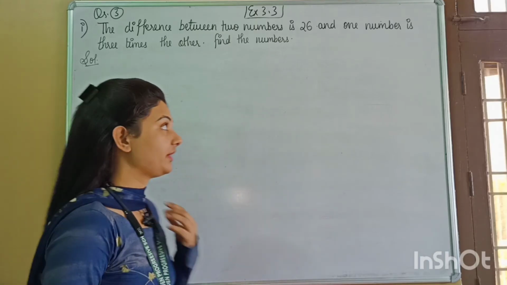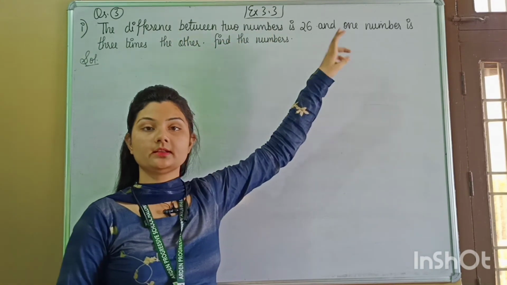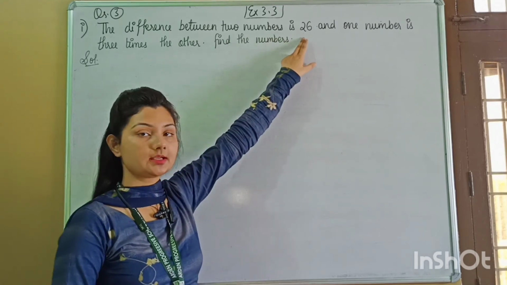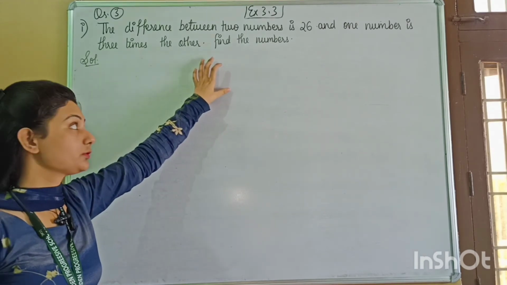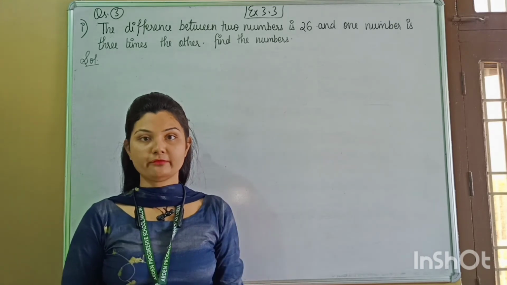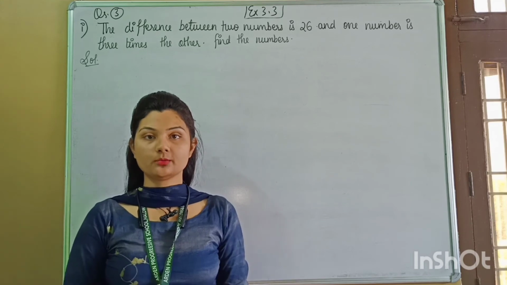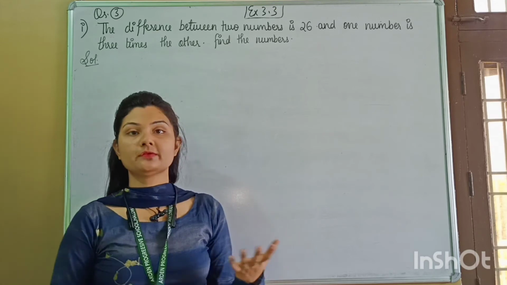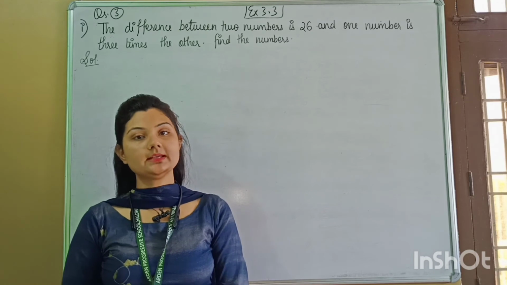The first word problem we have is: the difference between two numbers is 26. There are two numbers and when we subtract these two numbers we get 26, and also one number is 3 times the other. So we have to find these numbers. See, two things are unknown here. Whatever we have to find, we assume as x and y. In questions, whatever we are asked to find, we assume that as x and y. So now here we have to find two numbers, so we will assume one number as x and the second number as y.